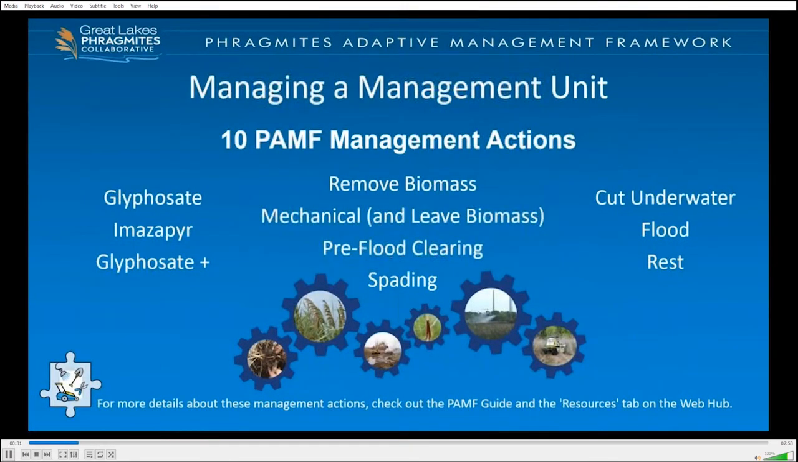There are 10 management actions that PAMF's model is designed to learn from, which were exhaustively vetted by the technical working group. We recognize that these are not the only Phragmites management actions out there, but they are some of the most common. They're also the management actions from which PAMF's predictive model is designed to learn. So any recommendations you receive will be comprised of a combination of these 10 actions. Check out the Management Actions Details and Descriptions document on the PAMF Web Hub for more information on these 10 management actions.